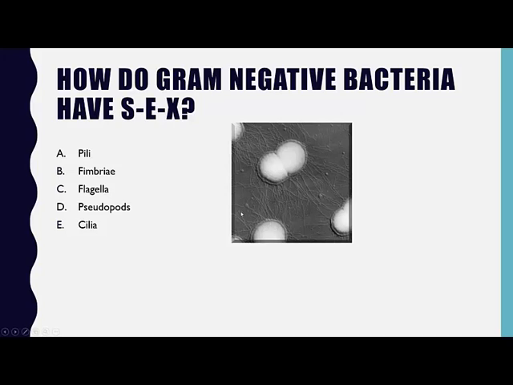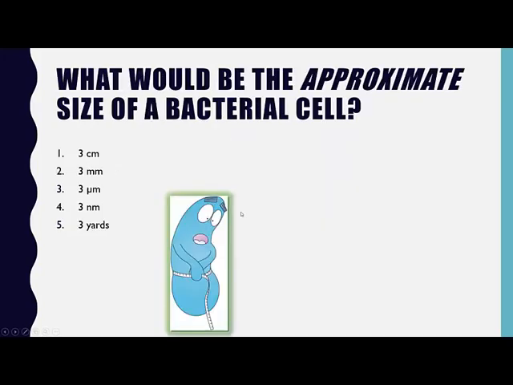Pili, a sex pilus. That would be A. Very good. So what would be the approximate size of a bacterial cell? 3 centimeters, 3 millimeters, 3 micrometers, 3 nanometers, 3 yards. No, this is medical microbiology. It's got to be a micrometer. It would be number 3, 3 micrometers.